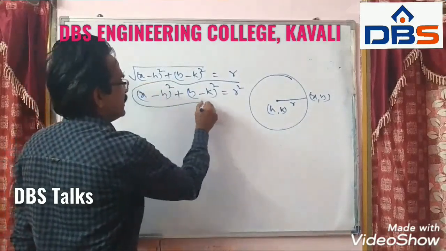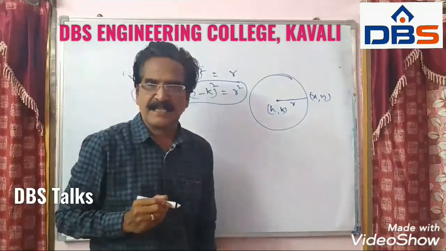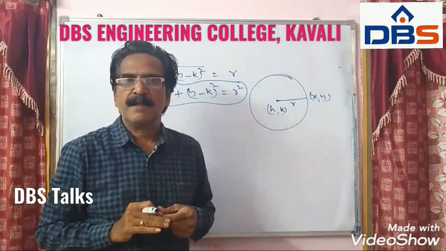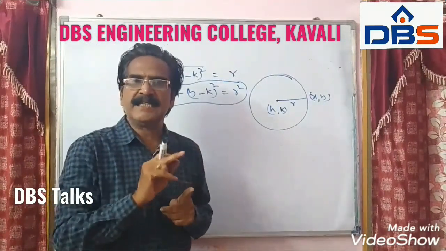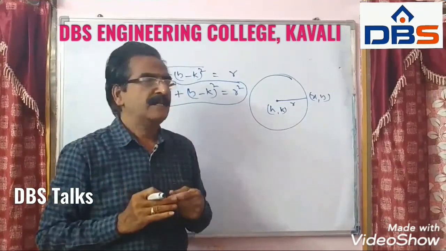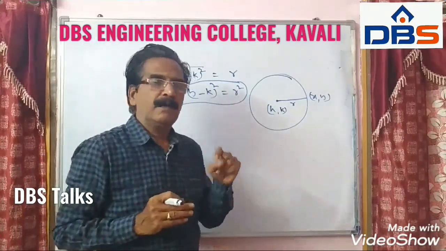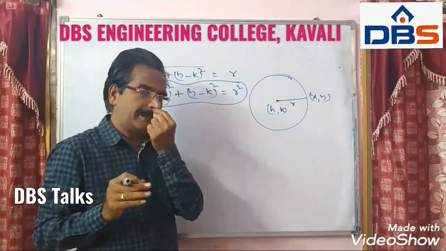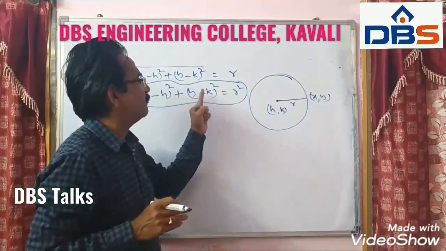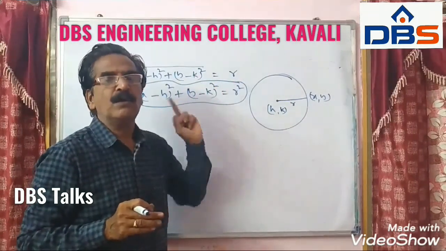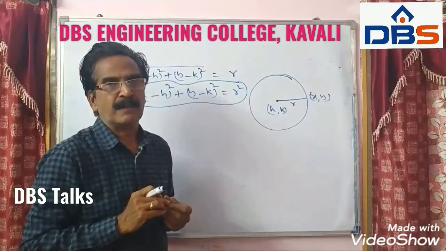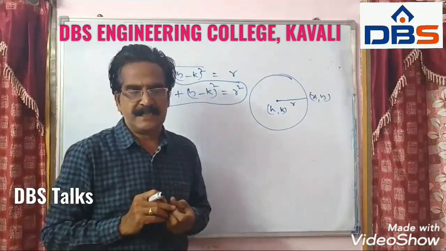This is the standard form of a circle. Standard form of a circle whose center is h comma k and that fixed distance radius is r. Then the equation of the circle is x minus h whole square plus y minus k whole square is equal to r square. h comma k is the center of the circle. This is one conclusion, friends.